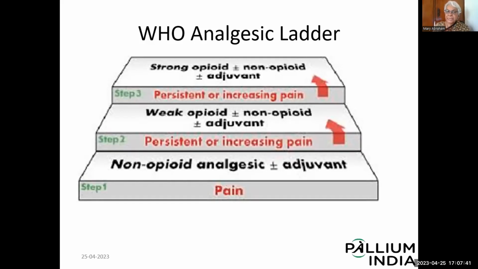If it is not settling with this also, then you go up the ladder to step 3, which is when you substitute the weak opioid with a strong opioid, along with or without a non-opioid.